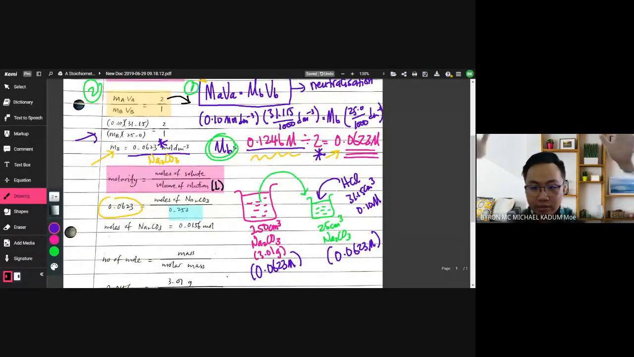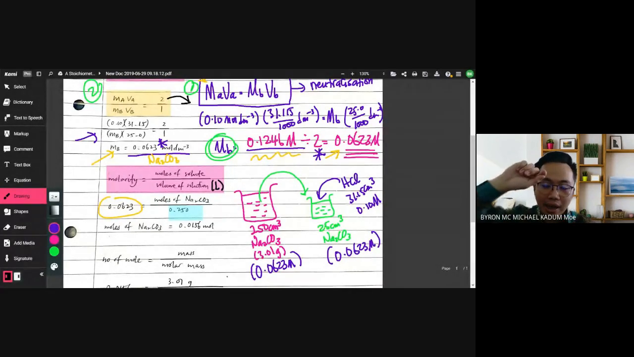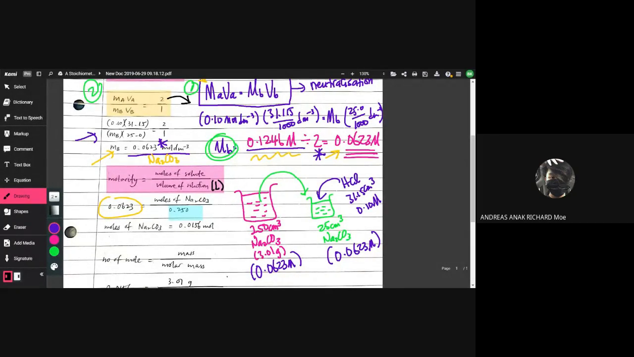Saya ada satu balang. Kau pergi di kafe ataupun pergi di mana-mana kedai, dia ada satu balang Milo yang besar. Jadi bila kita minta makcik tu Milo ataupun Nescafe, dia ambil daripada balang tu, dia letak dalam gelas, dia bagi dengan kau minum. Adakah kepekatan dalam gelas yang kau minum tu sama dengan kepekatan yang dari balang yang besar tu? Sama atau tidak? Cuba respon di komen. Sama. It's exactly the same.